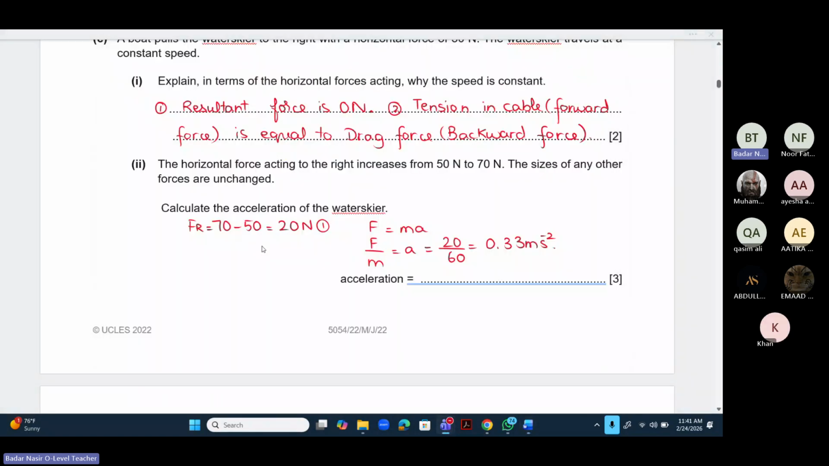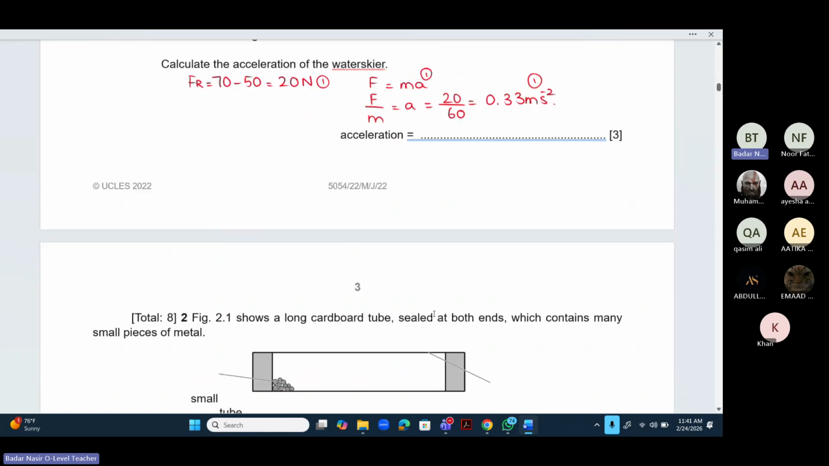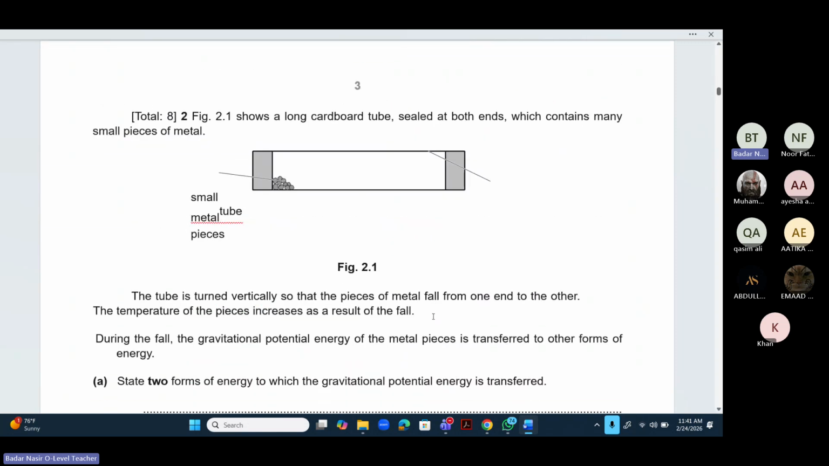Okay, so the resultant force is 20 Newton. We get 1 mark for this. 1 mark if you have written the correct formula for this, and 1 mark is absolute for the answer. Okay, so we are done with this question number 1. ठीक है, now moving on to question number 2.